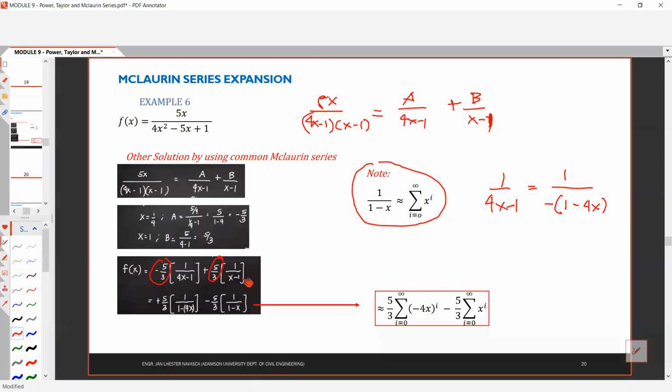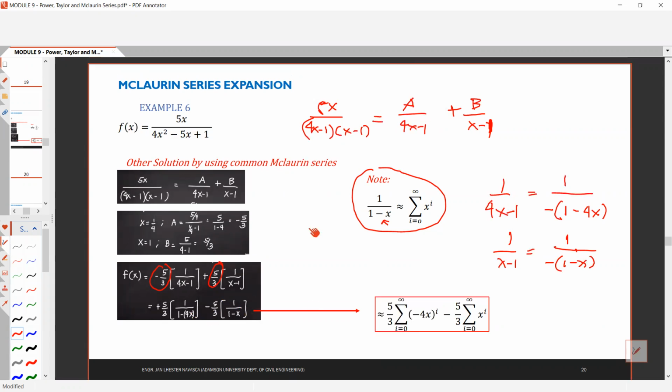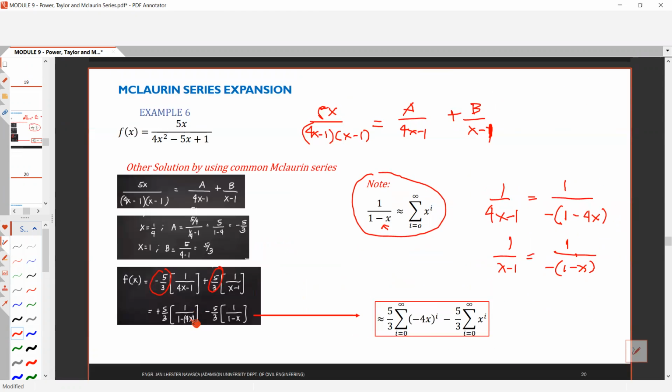Okay? So, the same to 1 over x minus 1, kailangan nating i-write na somewhat familiar to similar to this one. So 1 over negative 1 minus x. Okay? So therefore, yung positive 5 over 3 naging negative 5 over 3 na lang. And what you have left is 1 over 1 minus x. So same method dito. So 4x, substitute mo yung 4x doon. Okay? So that is 4x raised to i. Then this one is x raised to i.